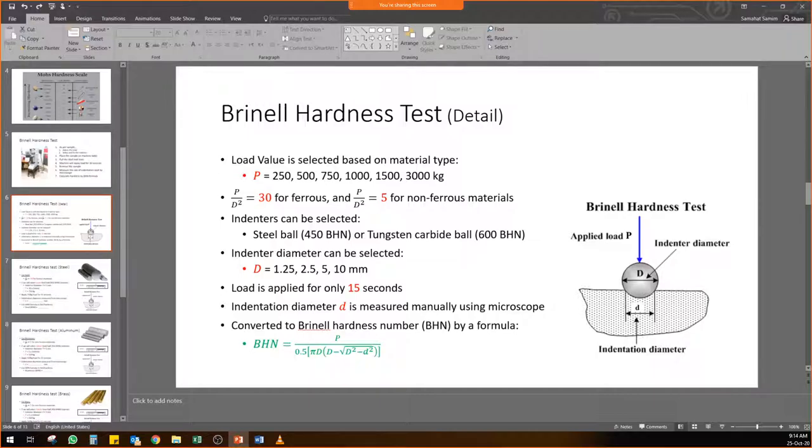Or the spot diameter. So let's watch the video to make it more clear for this one, and inshallah we'll test the three samples for this one using Brinell hardness. I want you to listen carefully.